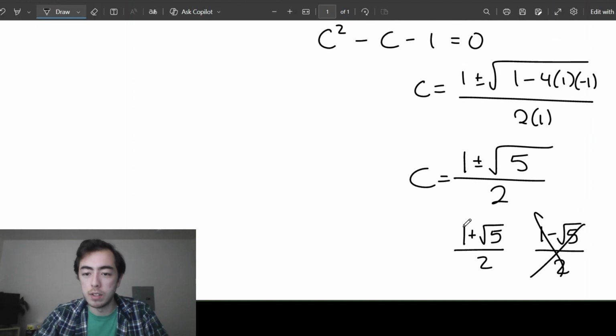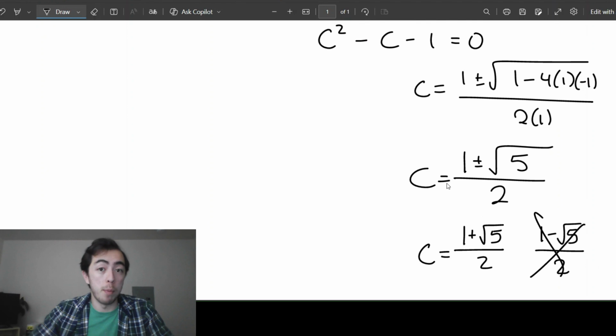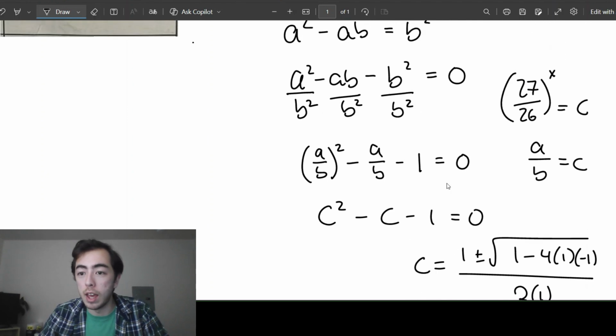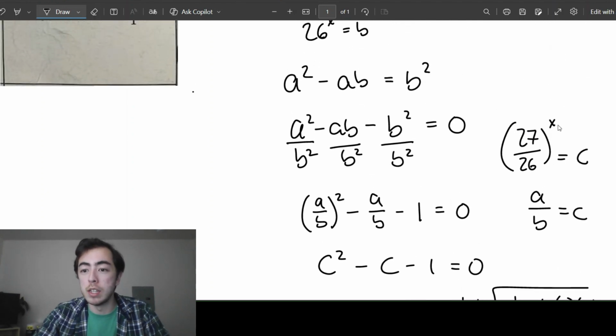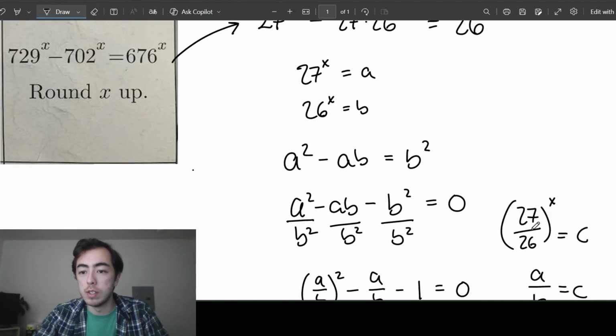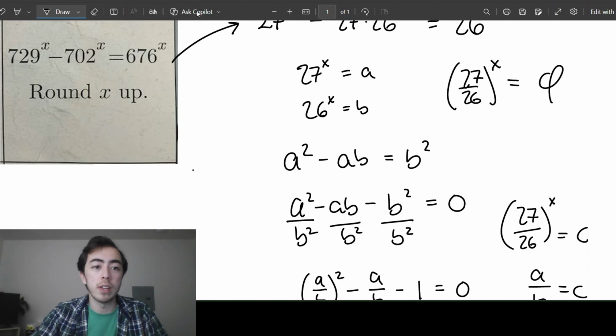All right. And so I did say that c is equal to now 1 plus root 5 over 2. This happens to be the golden ratio. And there we go. We could plug it back into this equation here. We could say that 27 over 26 to the power of x is equal to the golden ratio, phi. I'll just write it all the way out, though. 1 plus root 5 over 2.